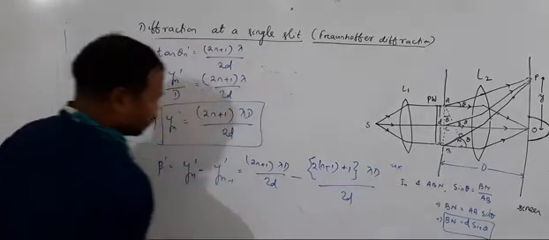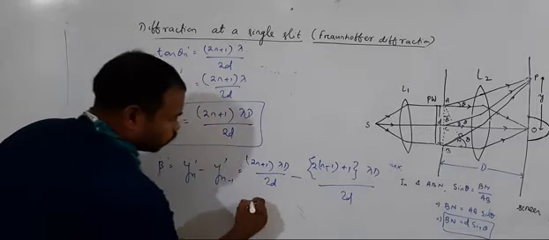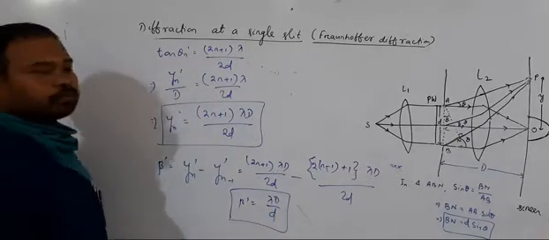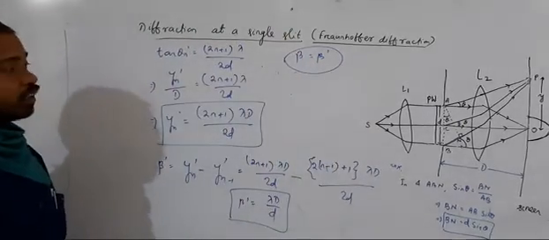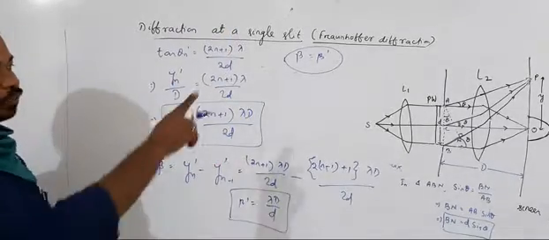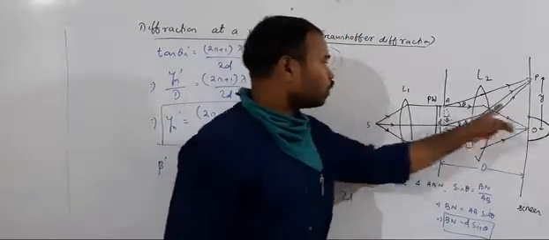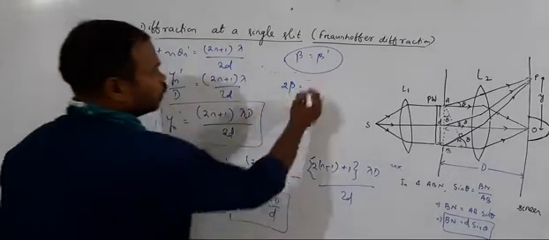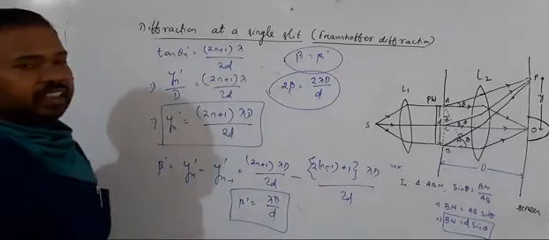Means here in place of this n I am writing n minus 1 for yn minus 1 dash, which you have to solve. We get lambda D by d. So this indicates what? The widths of each maxima and minima are equal, except the central maxima. Why? The central maxima extends to both sides of the center. So the width of the central maxima is double the width of each maxima or each minima, which is equal to 2 lambda D by d.